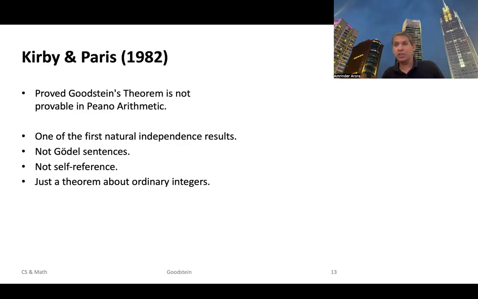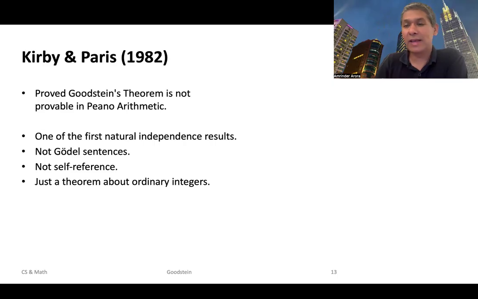So it's one of the first natural independence results, and this has nothing to do with the Gödel sentence. It's not self-referential, as you just saw the theorem. There's nothing self-referential in it. It's just an ordinary theorem. It's just a theorem about, not ordinary, just a theorem about integers. It's a beautiful theorem about integers, but it's a theorem. It's not self-referential. And yet it has the same exact impact as that of the Gödel's incompleteness theorem. Quite similar. And that is really when the attention came.